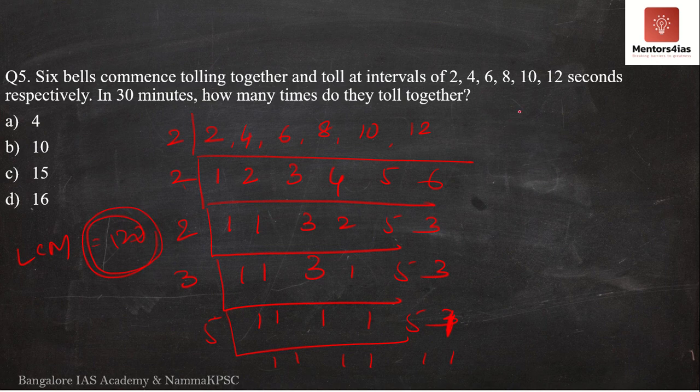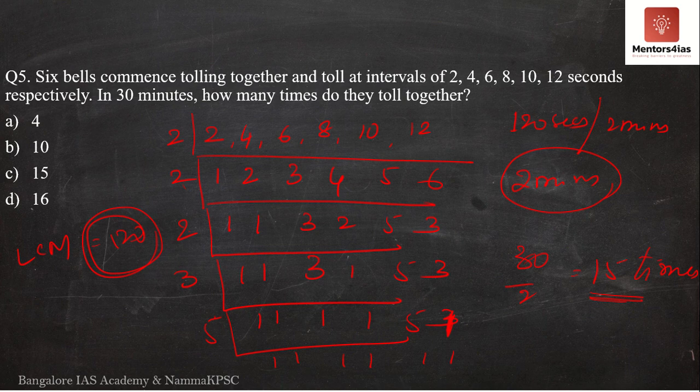All the bells will toll or ring together every 120 seconds, or every 2 minutes, because 1 minute is made up of 60 seconds. 120 seconds means 2 minutes, meaning all the bells will toll together every 2 minutes. If all the bells toll together every 2 minutes, in 30 minutes how many times will they toll? Nothing but 30 by 2, 15 times. All the bells will toll together 15 times within these 30 minutes.